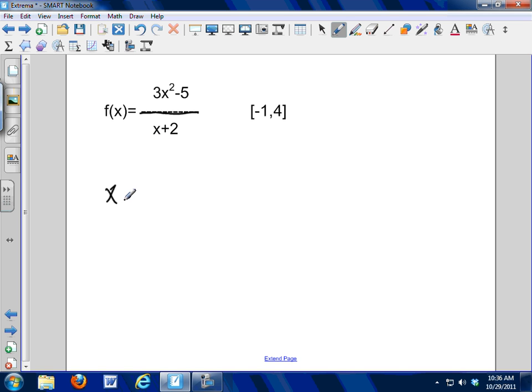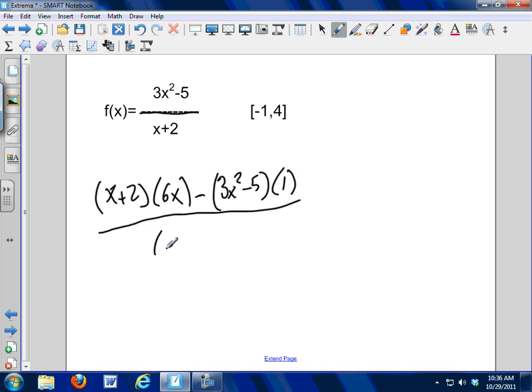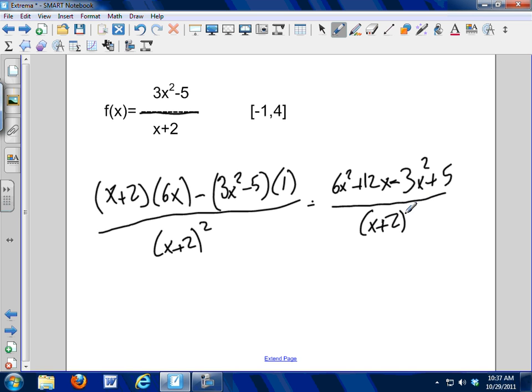So, low d-high minus high d-low, all over. All right, so here we go. Critical numbers, I've got to do a little more work here. That's 6x squared plus 12x minus 3x squared plus 5. Make sure we don't lose that double negative thing. And so this thing turns into what, 9? Sorry, let's try that again. Over that, x plus 2 squared. This turns into 3x squared plus 12x plus 5. Am I right?